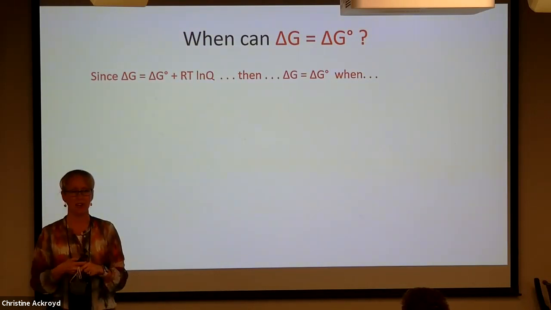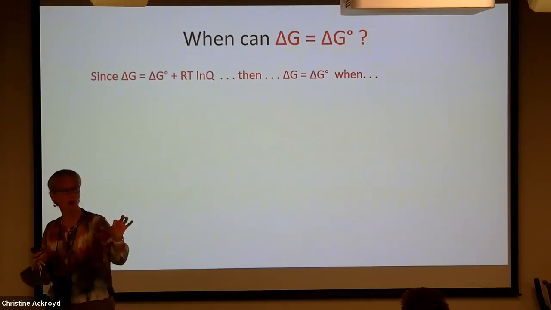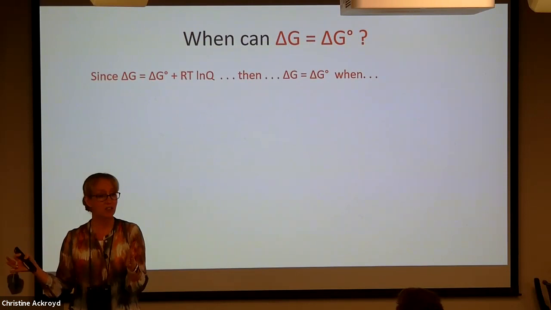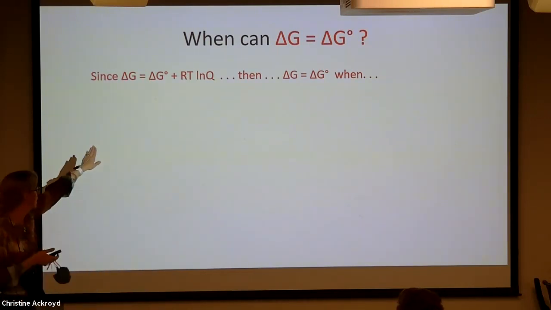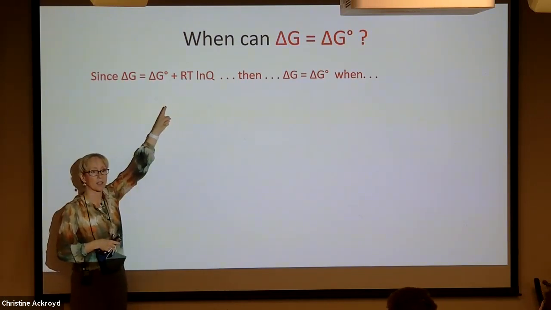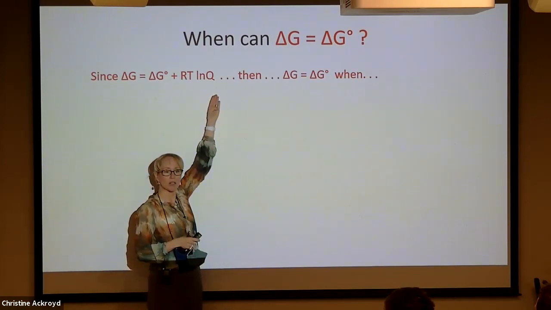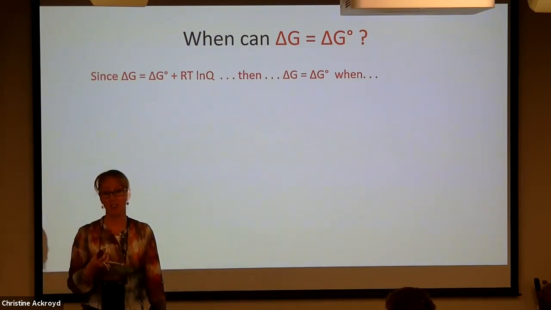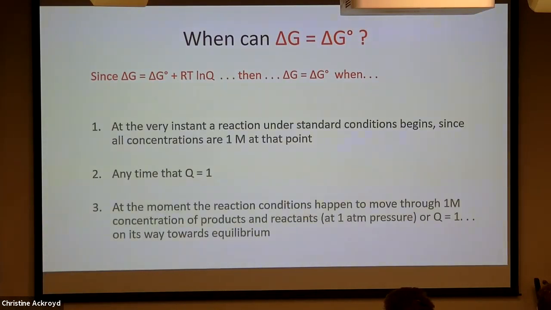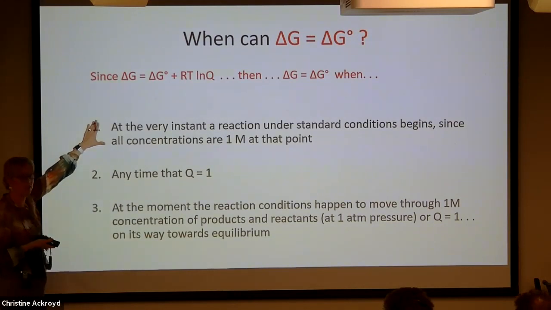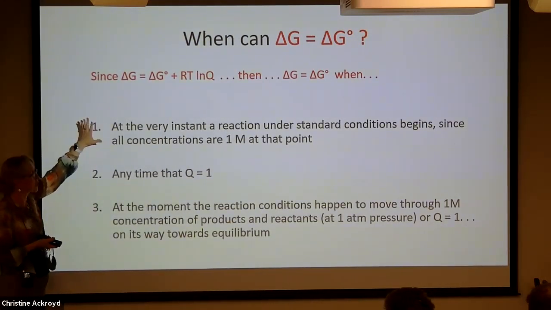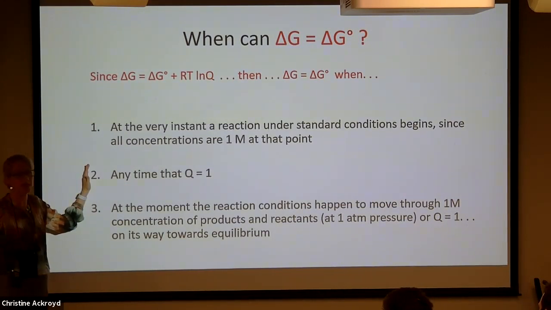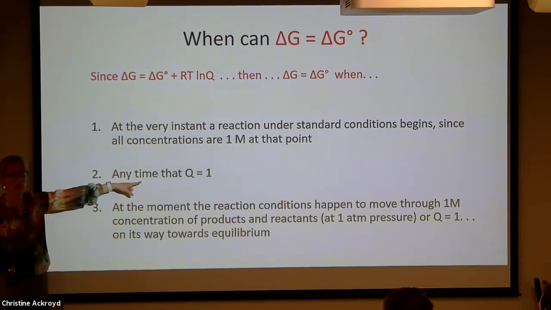When can delta G equal delta G naught? So I told you that if we set up a reaction under standard conditions where everything is one molar at the starting conditions, that delta G value is a delta G naught value. Mathematically, when does delta G equal delta G naught? It's when the second term is zero. When is the second term zero? Anytime Q is one. That's why we chose standard conditions where everything was one, because it makes the math a lot easier. So if we start with all one molar concentrations, that's the starting condition for a standard reaction, and then delta G equals delta G naught. Can we pass through a condition like that on our way to equilibrium sometimes?